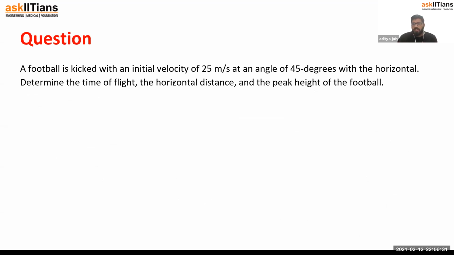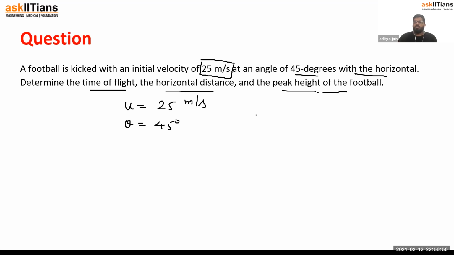Now there is a question, read the question. A football is kicked with an initial velocity 25 meter per second. So the initial velocity given to a projectile is 25 meter per second. That is u according to our convention. At an angle of 45 degree with the horizontal. So according to us, theta is 45 degree. Determine the time of flight, horizontal distance, and peak height of the football.